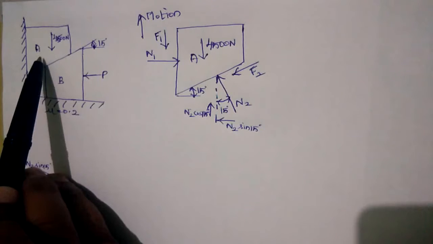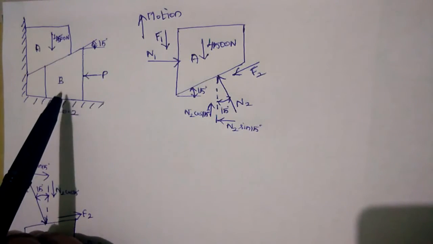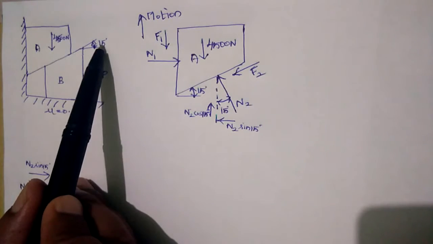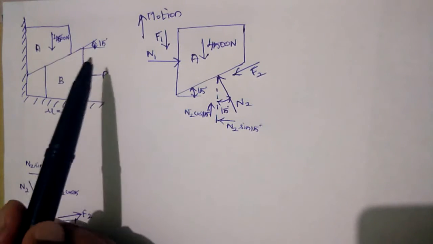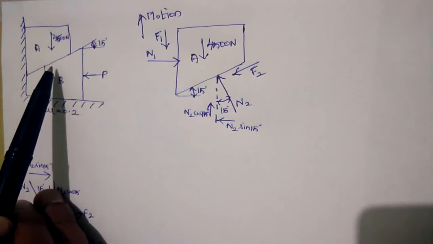Block A of weight 4500 Newton rests on wedge B, making an angle of 15 degrees. Block A rests against the wall and on the wedge.